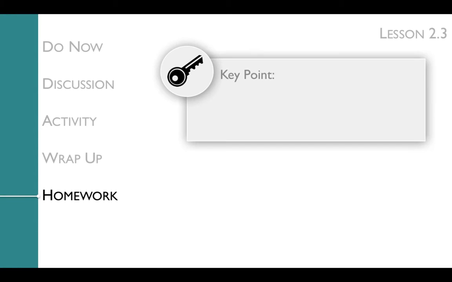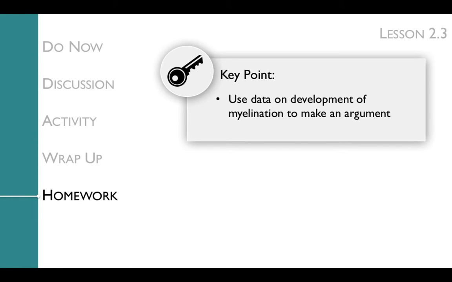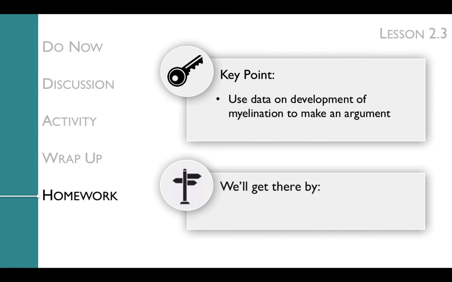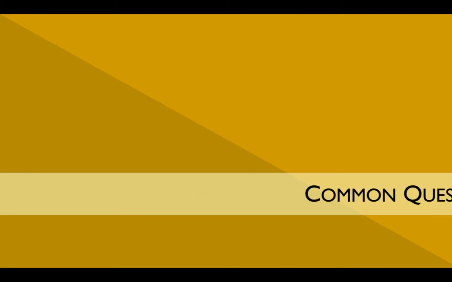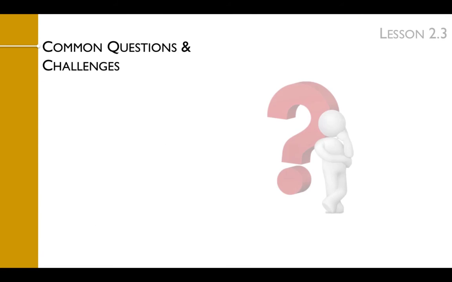The key point of the homework is to use data on the development of myelination to make an argument. We'll get to this key point by writing a response paper addressing the argument some scientists are making about teenagers' poor judgment being caused by lack of myelination. This lesson is fairly straightforward, especially for students who have covered myelin in previous classes.